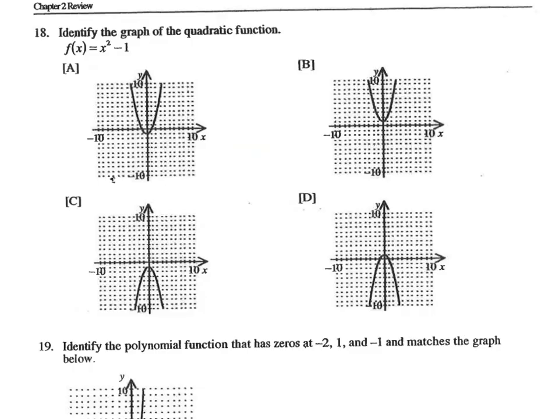Number 18, we want to identify the graph of the quadratic function. Since we have x squared minus 1, we know that it must be a quadratic. And since the minus 1 is in the back, we know that it shifted the quadratic down. And it must be facing up since it's positive. So it must be choice A.